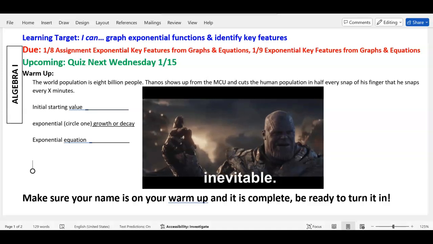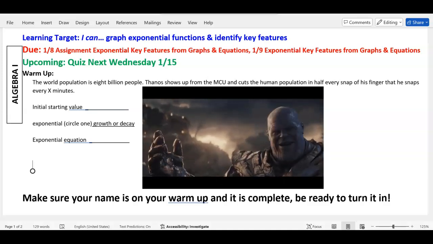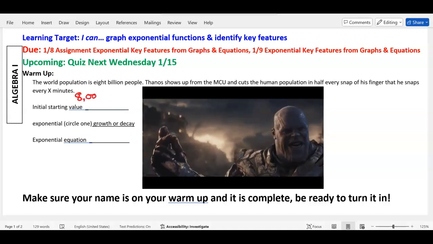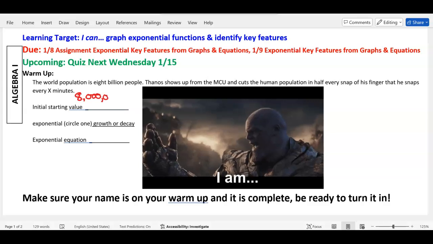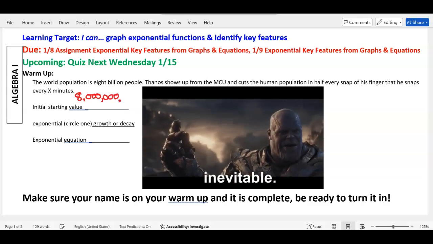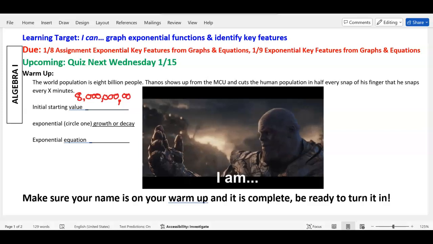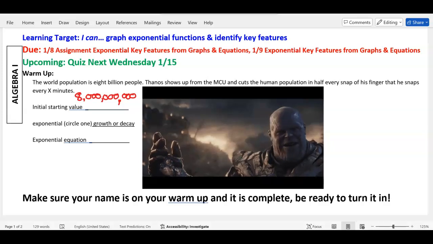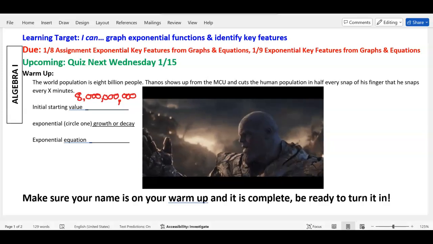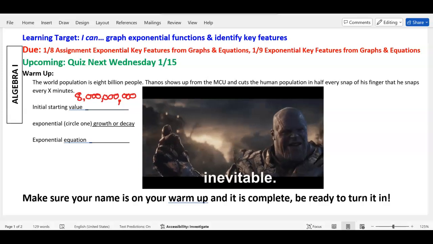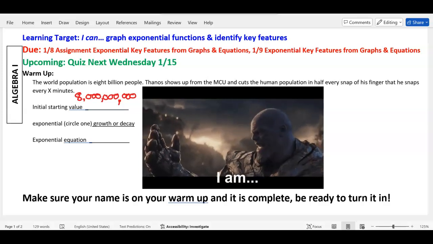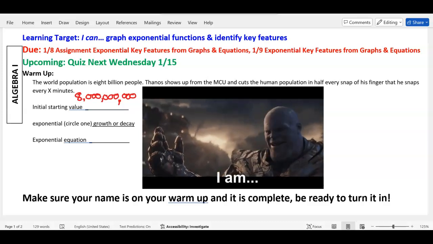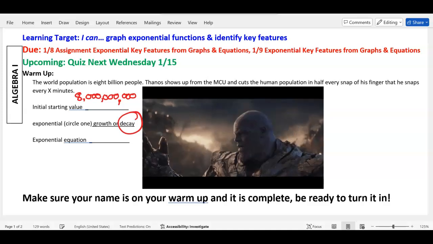8 billion. How many zeros is billion? Let's write it. 8. 3 zeros is 1,000. 3 more zeros is 1,000,000. 3 more zeros is a billion. Okay? 8 billion, with 9 zeros. That's the starting value. Is it growth or decay if we're cutting them in half? Decay, right? It's getting smaller and smaller.